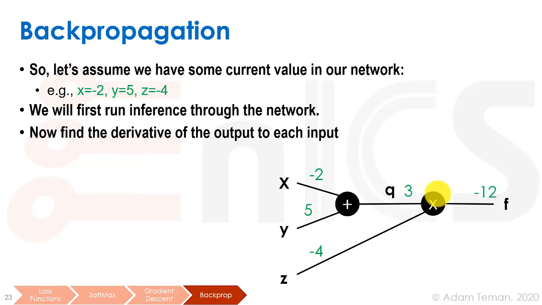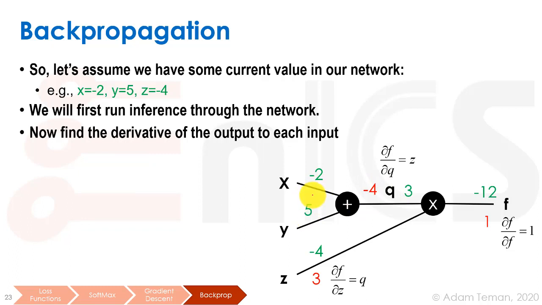Now we're going to find the derivative of the output according to each input. We know that the output, df by df, is always going to be 1. We saw before that df by dz is q. What's q? q equals 3. So the derivative of df by dz is just 3. We saw that df by dq equals z. z is minus 4. So the derivative right now at this point of df by dq is minus 4.